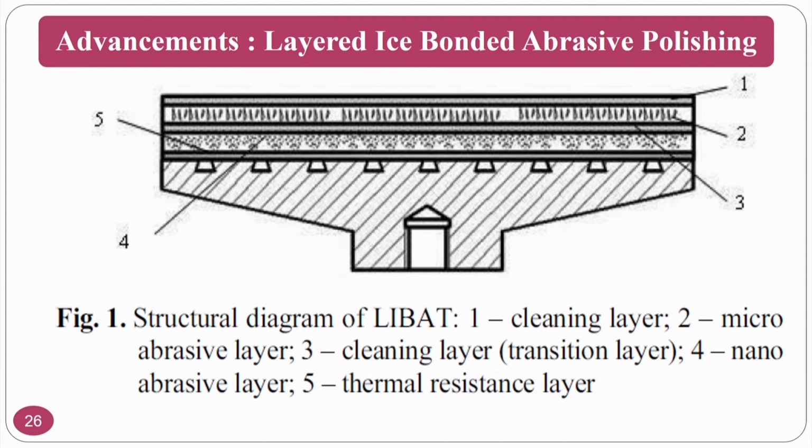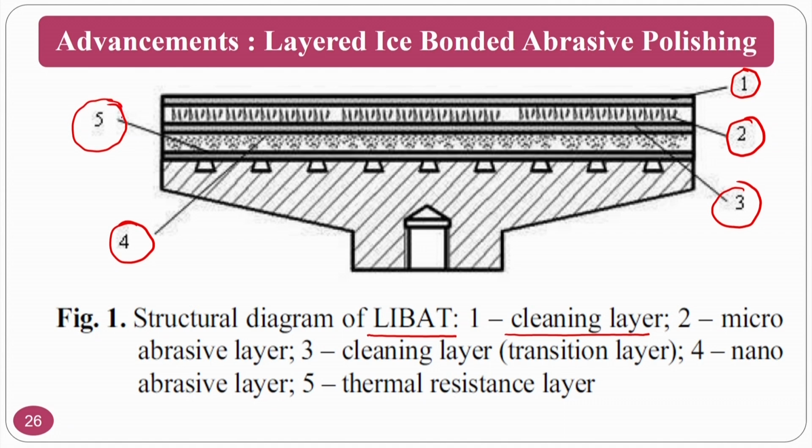Okay. Advancements, if you see, one of the advancements people have made is the layered ice bonded abrasive polishing machine, where different layers are there. One is the cleaning layer, then the micro abrasive layer, then again another cleaning layer, and nano abrasive layers, and then there will be a thermal resistance layer wherever the temperature development and other things can be avoided. So you can go by layer also. That means this is one of the advancements. If somebody wants to take up research, you can go through the papers.